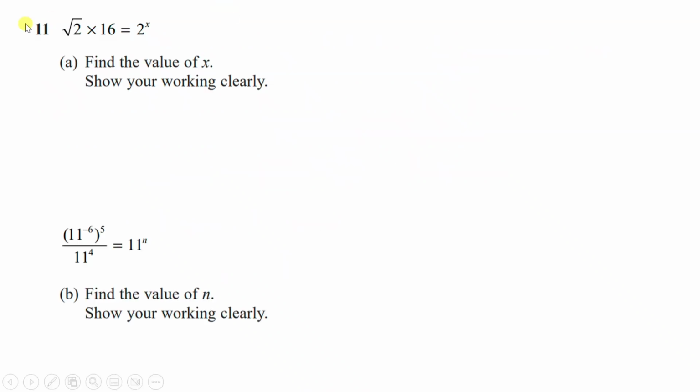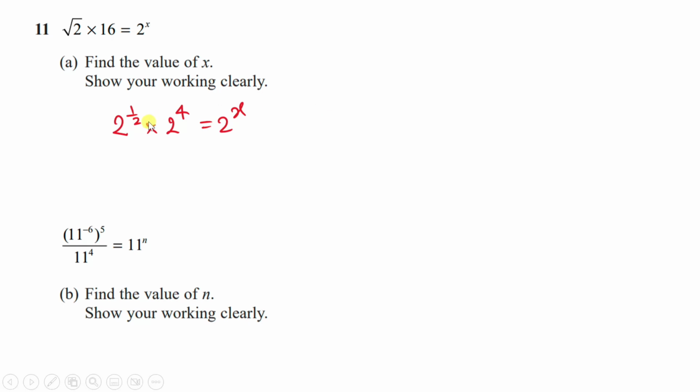So here we got root 2 times 16 equals 2 to the power x. Find the value of x. For this kind of question, you want to work in bases of 2, so 2 to the power of something. For the first part, because you got square root, that means 2 to the power half. And for 16, that's 2 to the power 4. So it should look a bit like that. And it has to equal now 2 to the x.